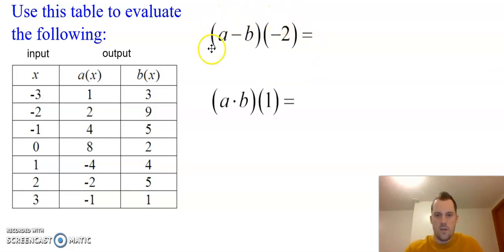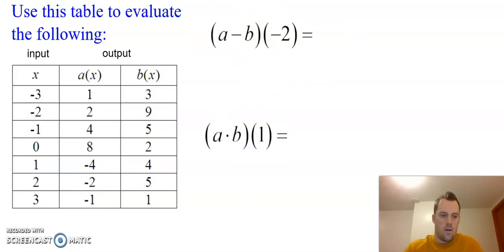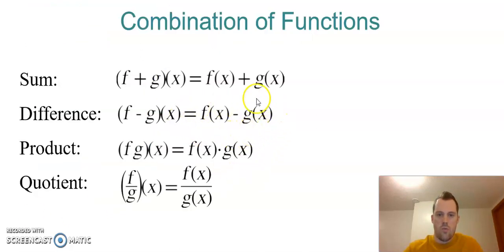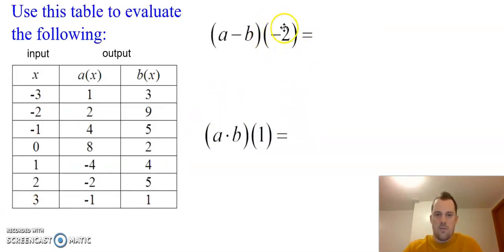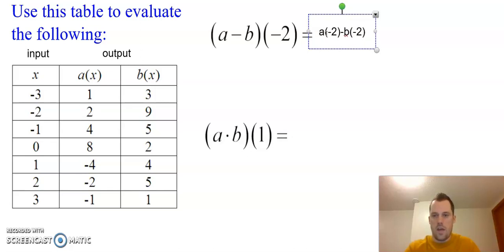Well, that's going to be easier to break down if we rewrite it like our previous slide here. So we want to rewrite this a minus b combination as a of x minus b of x. So we're not even going to think of this -2 right now. We're just going to rewrite the a minus b. So it's going to be a of, and I can type in -2 here, a of our input -2 minus our b function, b of -2.